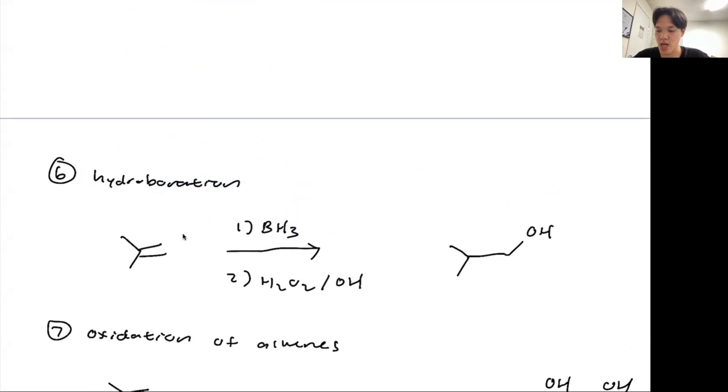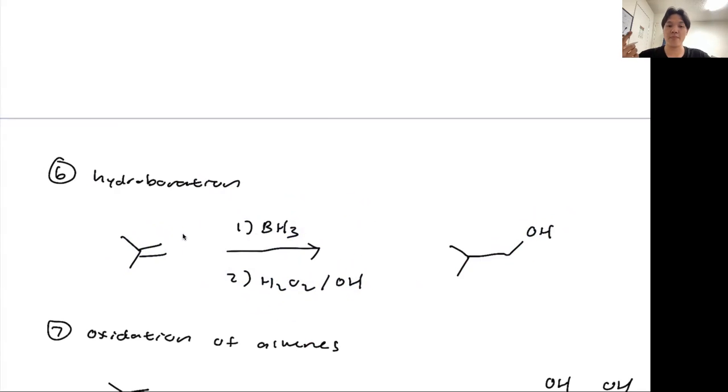So what we can do is we can take this alkene, we treat it under BH3, and that's the first step. The second step is to treat it under hydrogen peroxide alongside a hydroxide, and this can be in the form of NaOH or KOH or anything like that. What this does is it creates an alcohol on the least substituted carbon, right?